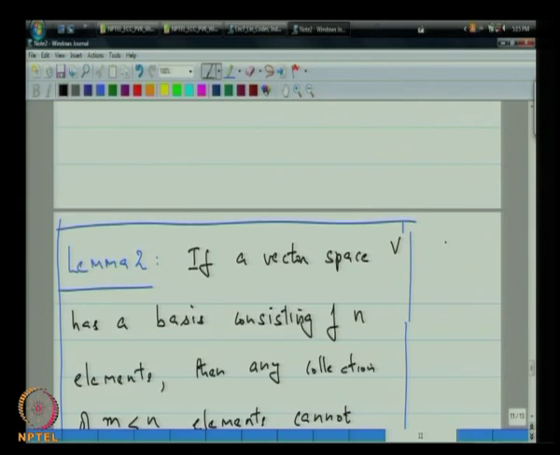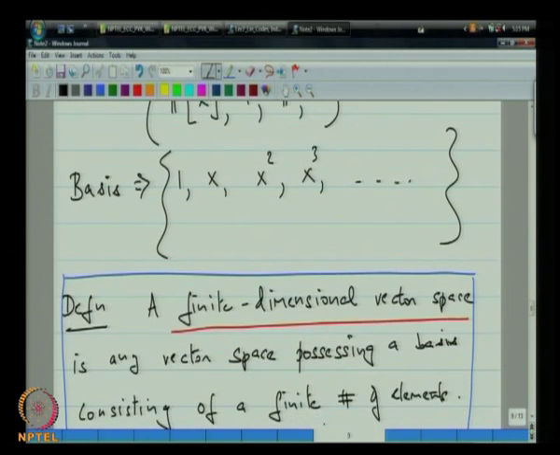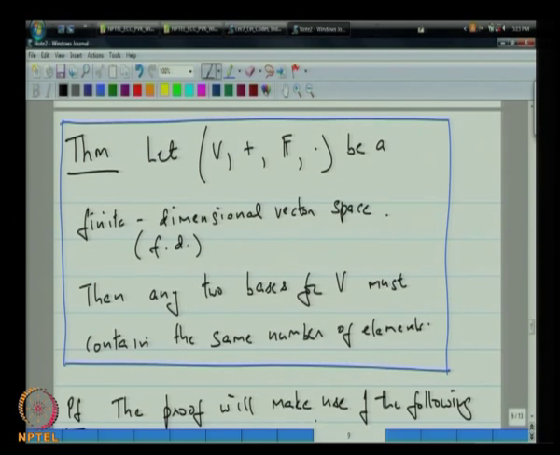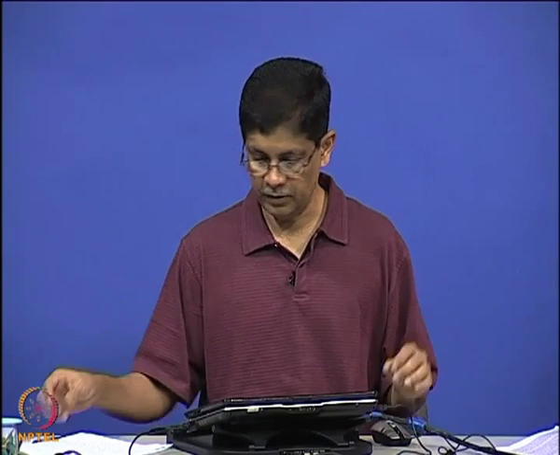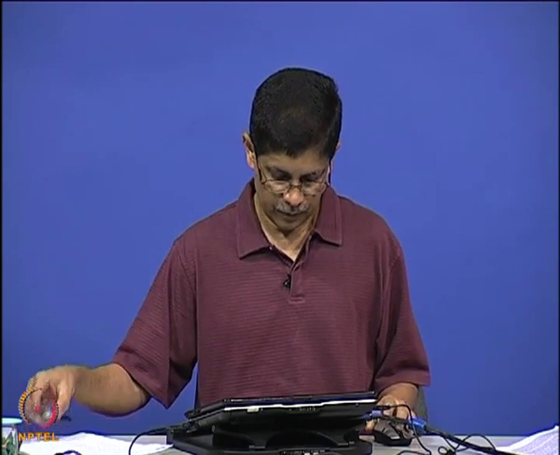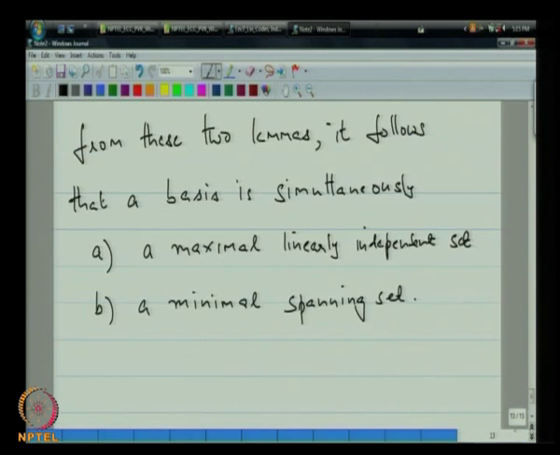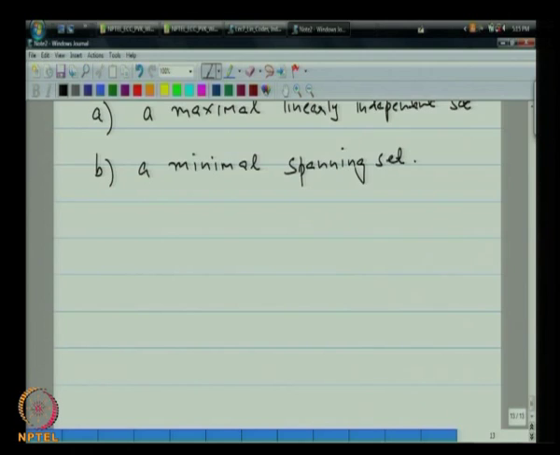So, now let us just go back and see where we were. What we were trying to do was we were trying to prove the following theorem. The theorem which says that if I have a finite dimensional vector space, then any two bases for the vector space must contain the same number of elements. Okay. So, now let us see how we can use these lemmas to prove it.